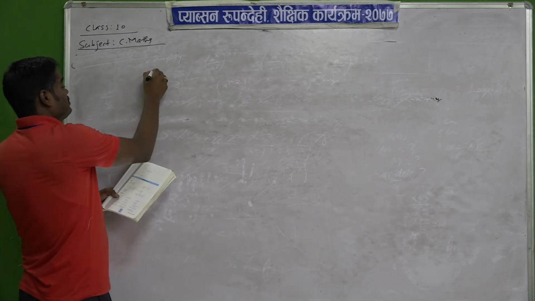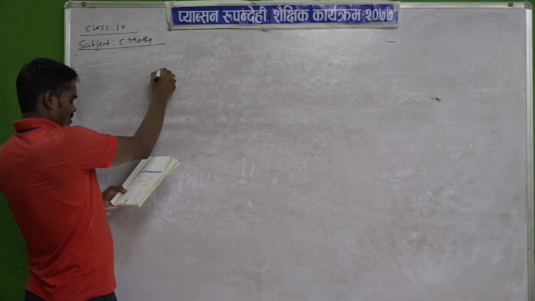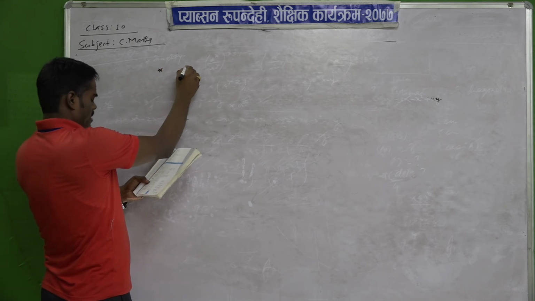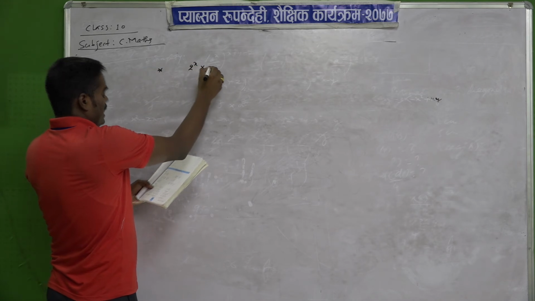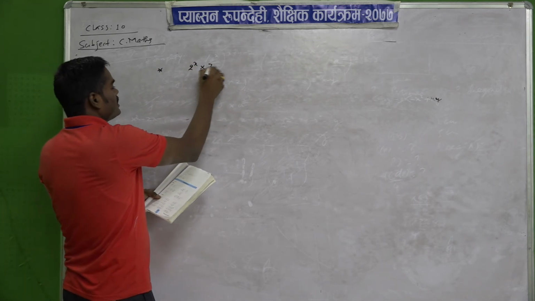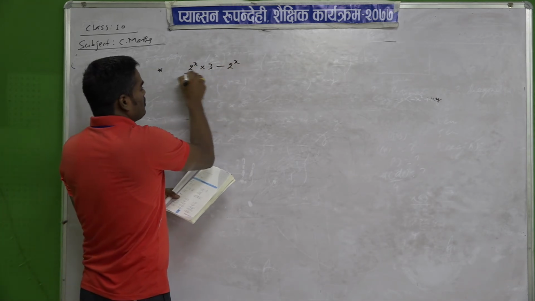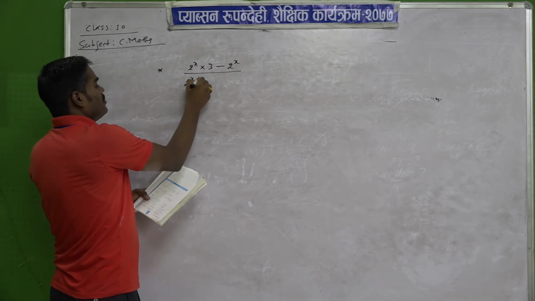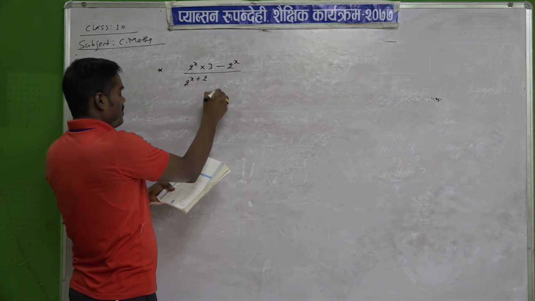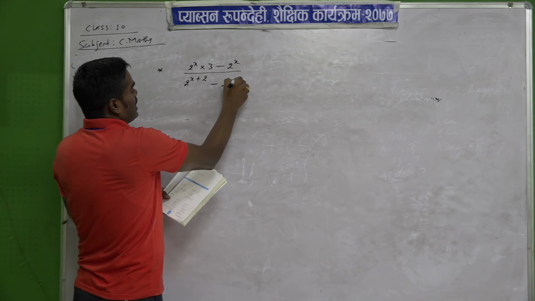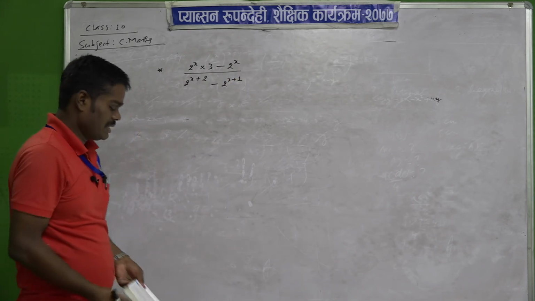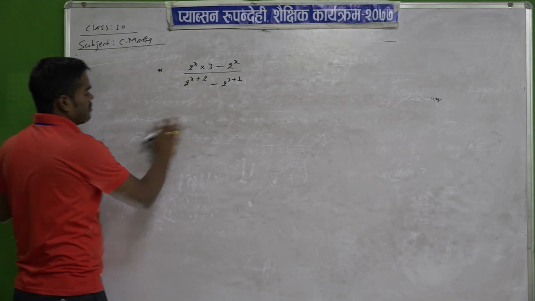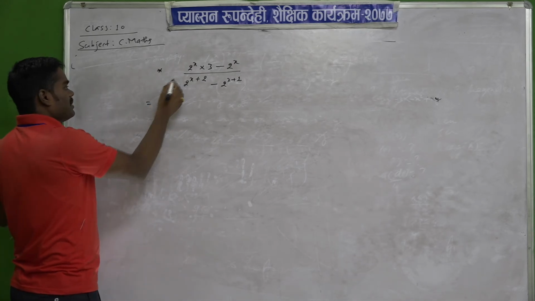So see here, it is given: 2 power x into 3 minus 2 power x, whole upon 2 power x plus 2 minus 2 power x plus 1. So I have told you, if powers are added or subtracted, firstly we have to separate them, yes, with the separate base.